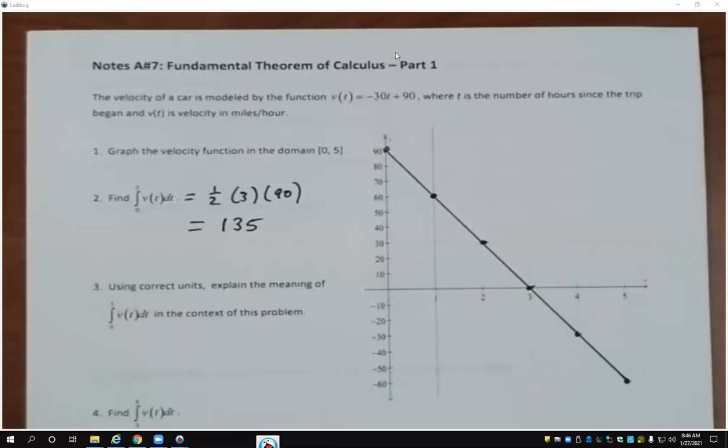Number 3 is asking us, using the correct units, explain what that means in the context of this problem. Can anybody help us out on that? What does the integral from 0 to 3 of v of t dt mean?